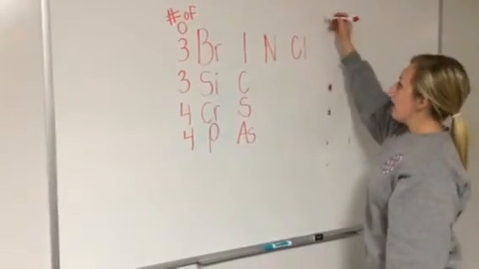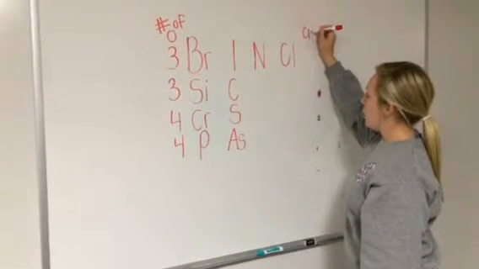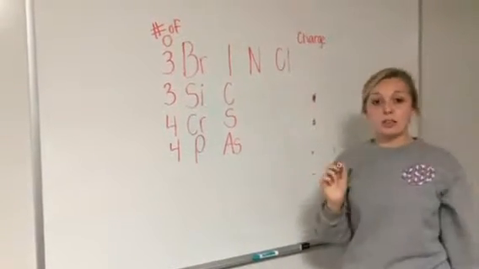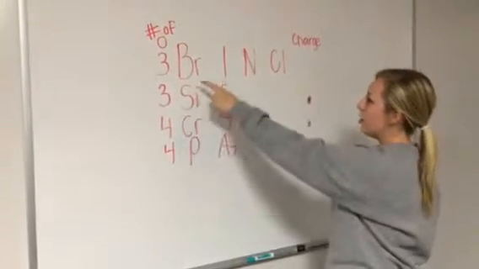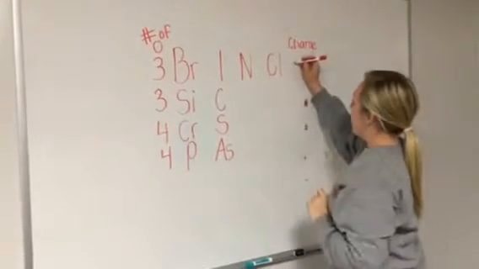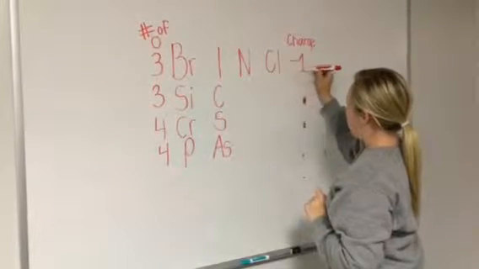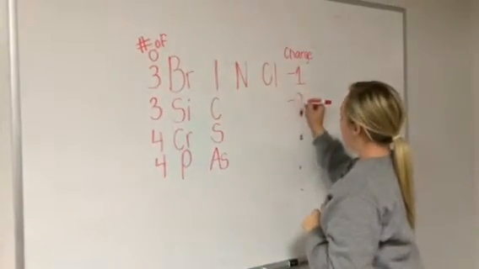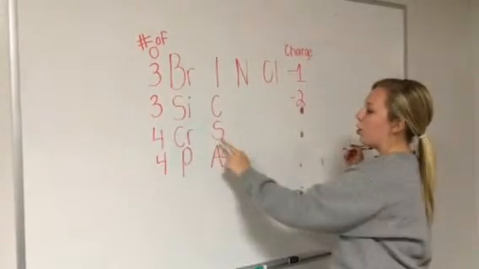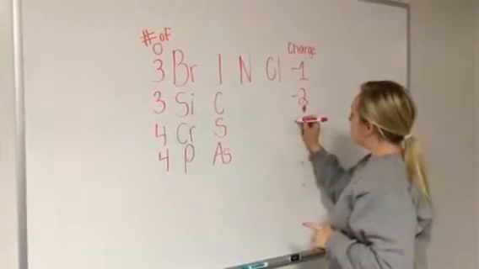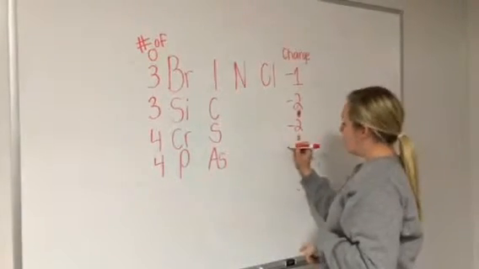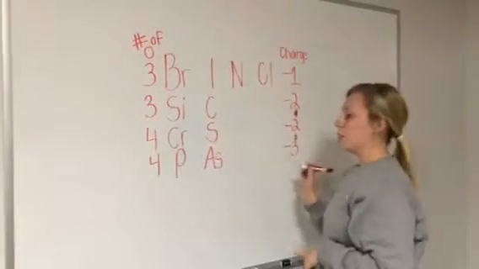And then on the right side, we're going to put the charge, because we know that all polyatomic ions possess a charge. With the first line, they possess a -1 charge. With the silicon and carbon, they possess a -2 charge. With chromium and sulfur, they also possess a -2 charge. And phosphorus and arsenic possess a -3 charge.